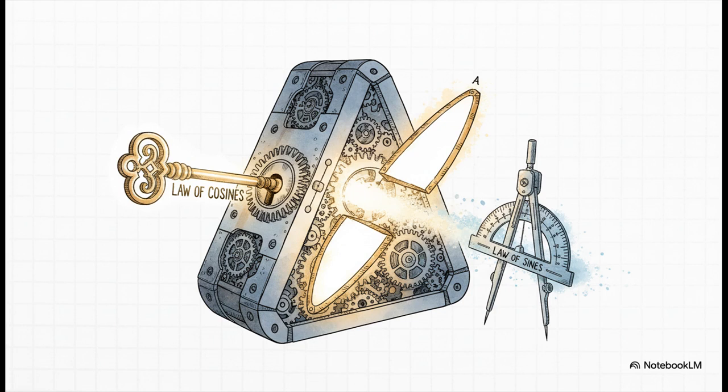And here's the key strategy, the really smart move. The law of cosines does the heavy lifting for us. It basically unlocks the triangle. By finding side A, we now have a complete angle-side pair, angle A and side A. And what does that mean? It means we can now switch back to our old friend, the law of sines, which is usually way faster for finding the other angles.